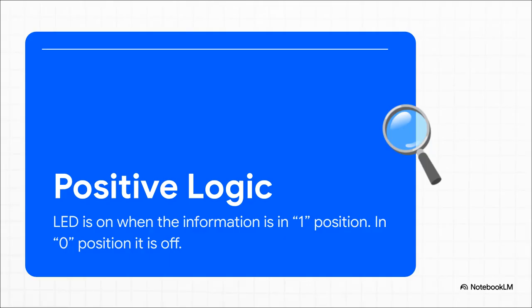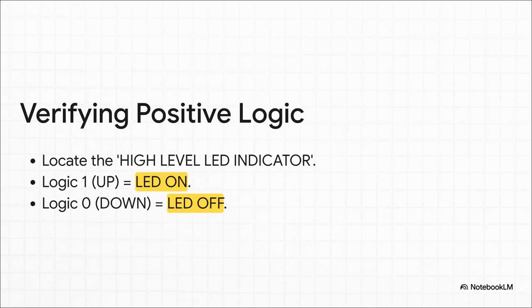So, the rule for positive logic is pretty much what you'd expect. Light on means 1, light off means 0. The high voltage from that logic 1 directly powers the little LED light. Simple, direct, one-to-one, no tricks here. So let's walk through it. We find the circuit that says high-level LED indicator. We flip our switch up to make a logic 1, and yep, there it is. The LED for that switch turns right on. We've just confirmed our 1. Now let's flip it back down to logic 0, and the light goes out. Perfect. Exactly what we thought would happen.